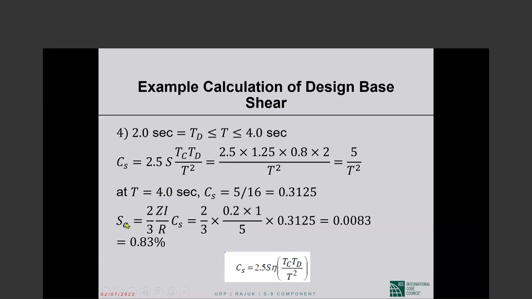S sub A then would be 2/3 times 0.2 I upon R of 5 times C sub S of 3.125. That comes to 0.0083. That's 0.83%. Okay, it will be a little bit different. It will be slightly higher because this was 1.35.